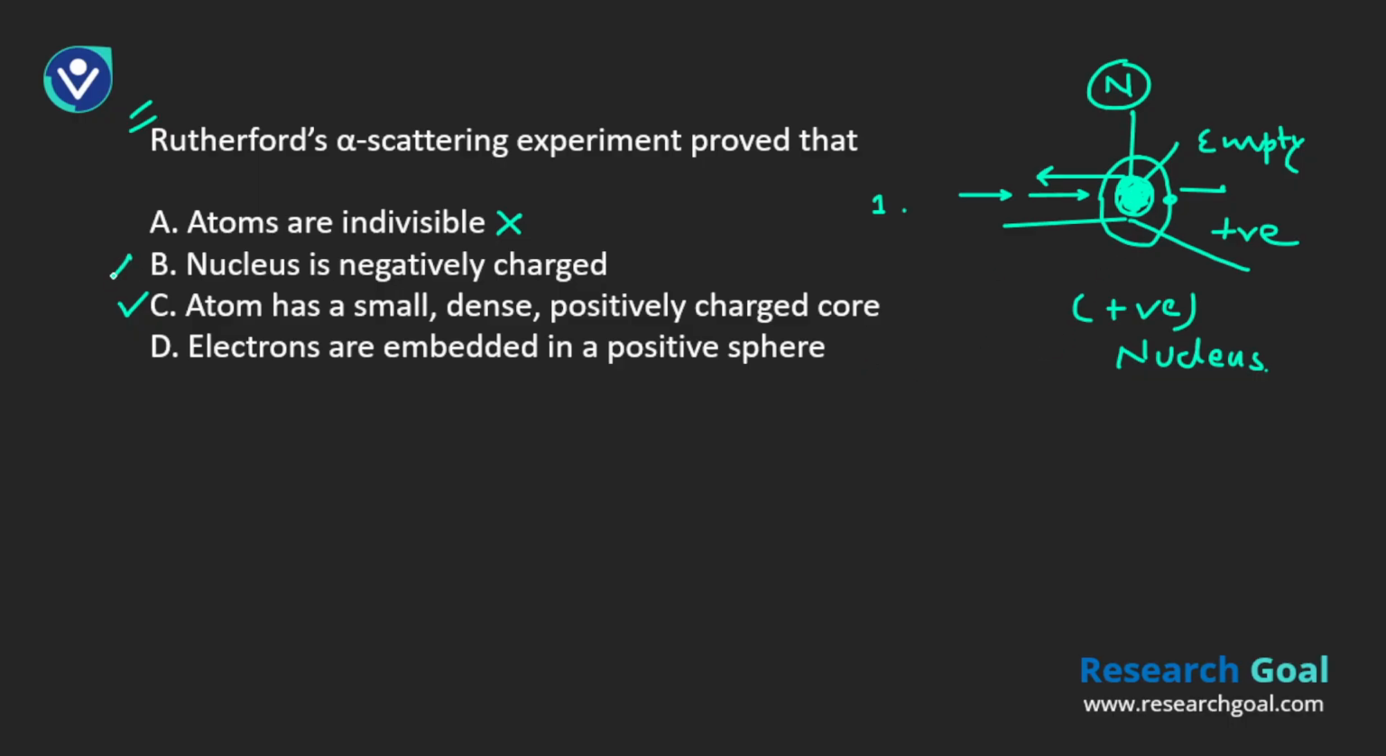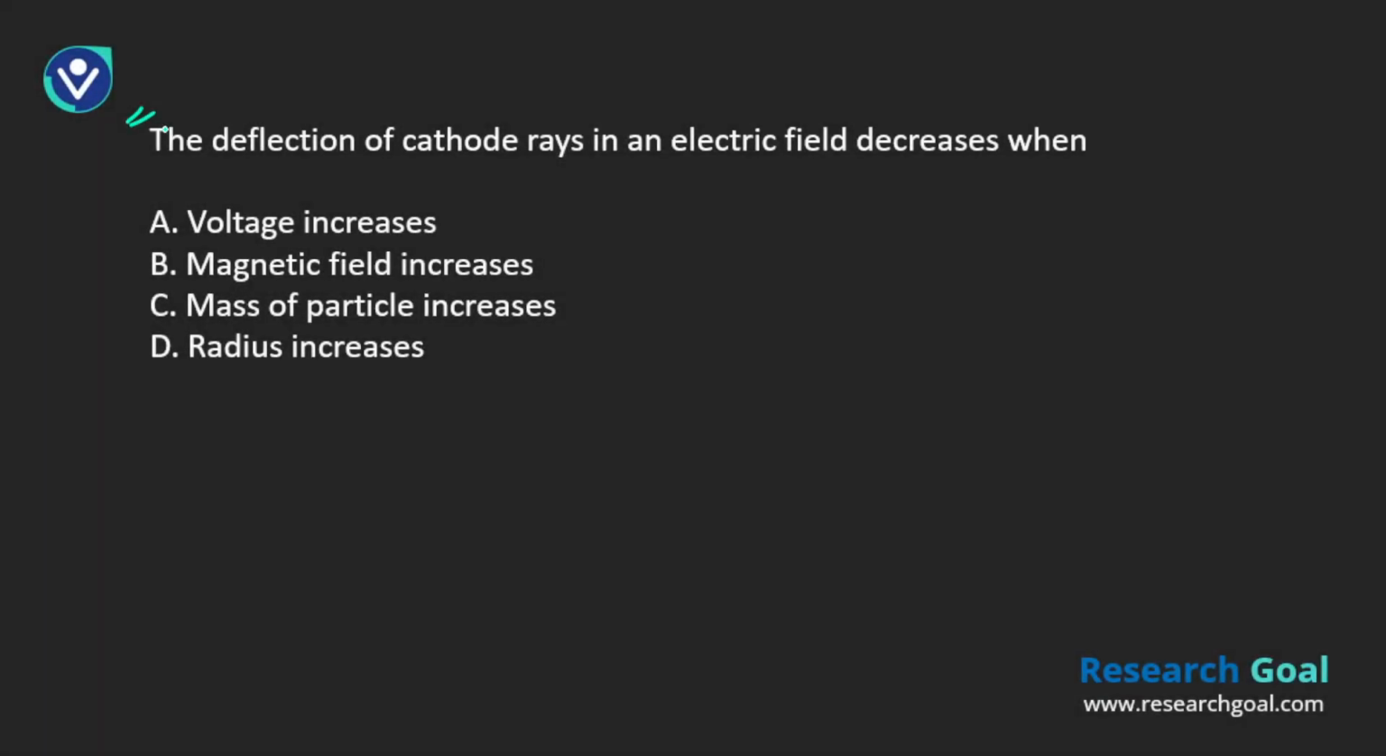And that is why all other options are incorrect, and the correct option is this one. All right, now let's move on to the next one. Moving to the next question, which is: the deflection of cathode ray in an electric field decreases when?